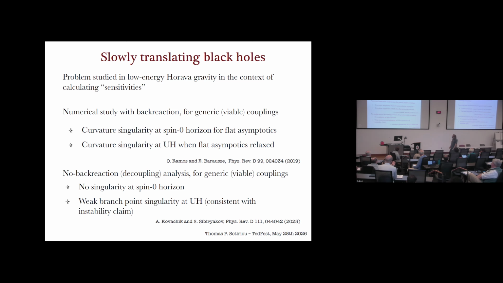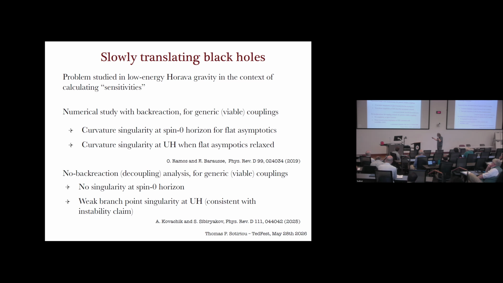Ramos and Barausse studied this problem numerically in its full glory, with back reaction. They tried to find slowly translating analogs of the spherically symmetric and static black holes, which is just a linear approximation in the velocity, and found curvature singularities on the spin-zero horizon. That's the horizon for the scalar modes that we already have, for solutions with flat asymptotics. They also found a curvature singularity at the universal horizon, which persisted even when they relaxed the flat asymptotics. So they concluded that for generic parameters of these theories, there seem to be no slowly translating solutions, which seems to be a fundamental problem.